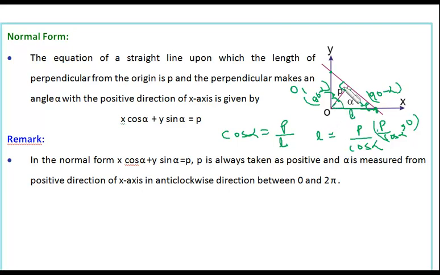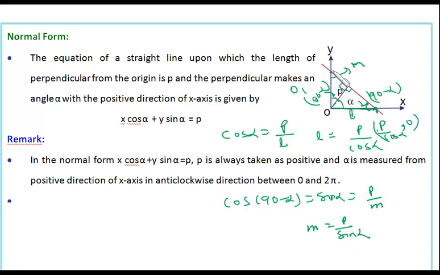I'm sorry, this and this. So this is base, this is hypotenuse, right? So cos(90 minus alpha), that is sin alpha, is equal to base by hypotenuse. Suppose this OY length I assume to be m. So this is P by m, right? So m is equal to P by sin alpha. So this length is P by sin alpha, this length is P by cos alpha.